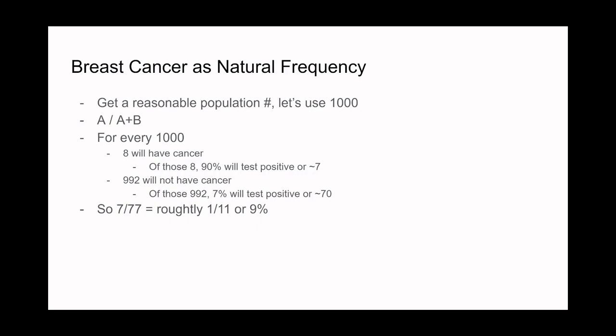All right. And again, our formula was A divided by A plus B. If we look at that, that's 7, which is the true positives, divided by all the positives, the total of them, which is 77, roughly 1 out of every 11, or 9%. We get the same number. The math is way easier, and mentally, for many people, this makes more sense. Anyway, I hope that was helpful.